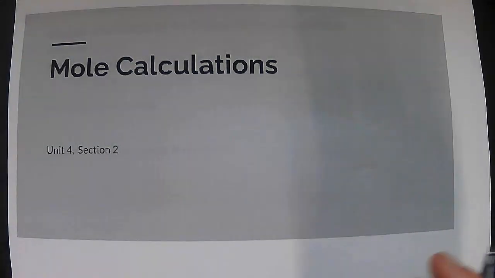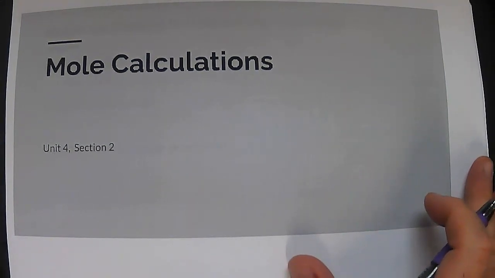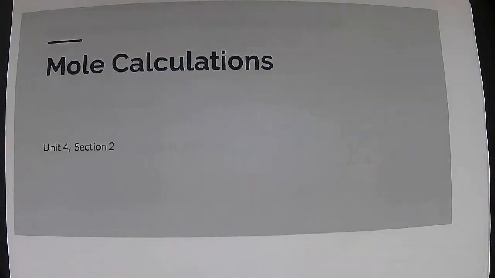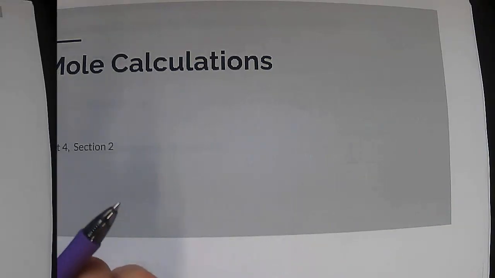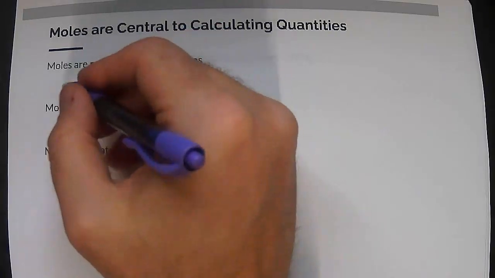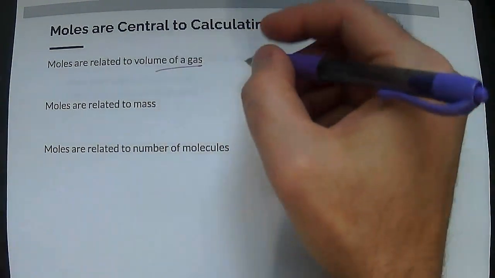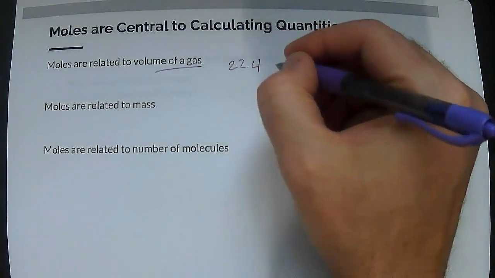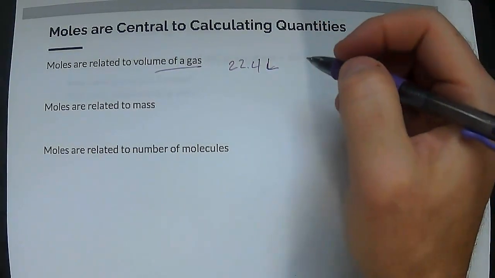I think that, at this point, now that we've done molar mass, we can do a little bit of calculating with moles. Here's the thing. Moles are in the middle of it all, okay? Moles are related to calculating the volume of a gas. Remember, we'll talk about that at 22.4 liters, okay?